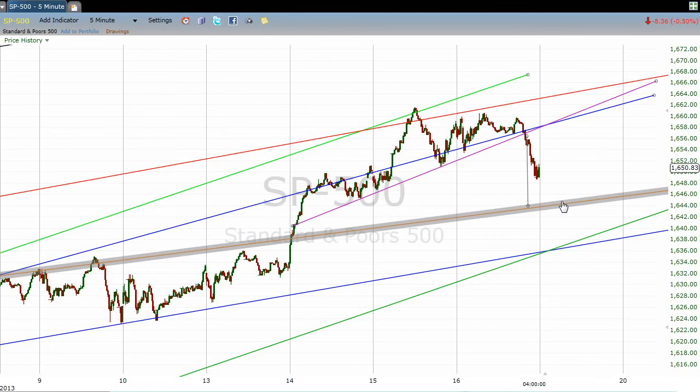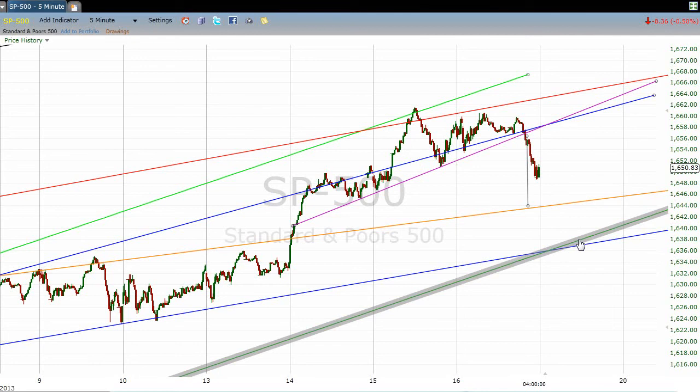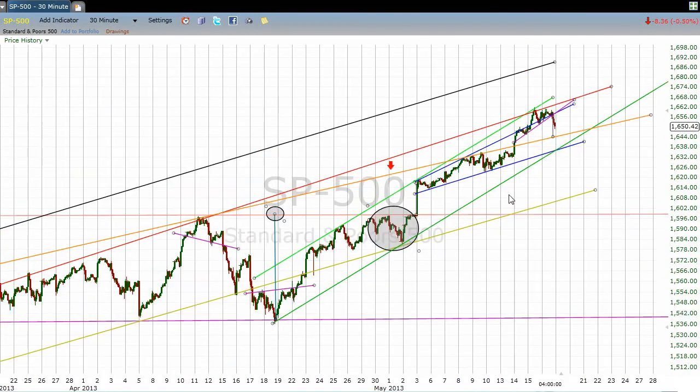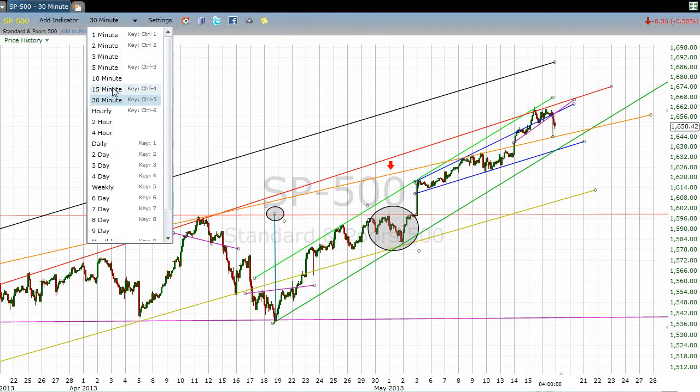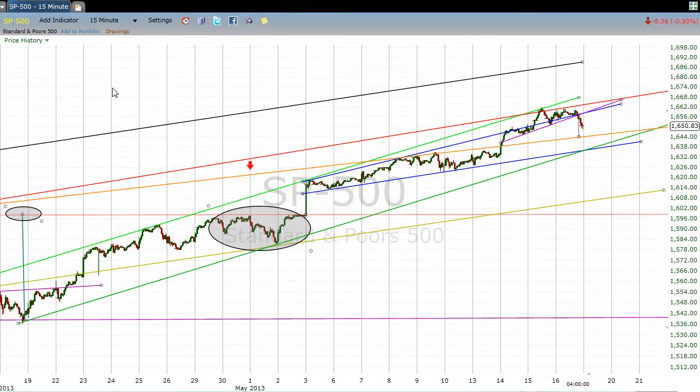But I would really expect to come down eventually to this green line, because that is our longer term channel that we're looking at here. We tagged the top twice before we even got close to this line. So now may be a good time for the S&P to come down and test this channel that developed off the April lows. Now, this is getting a little involved here, but bear with me.